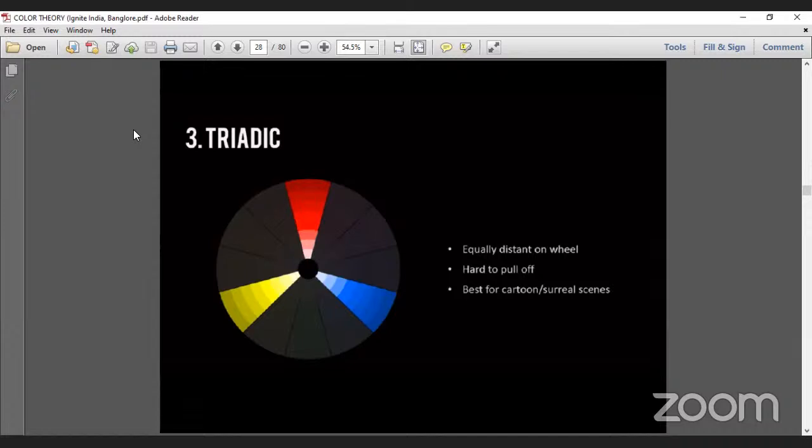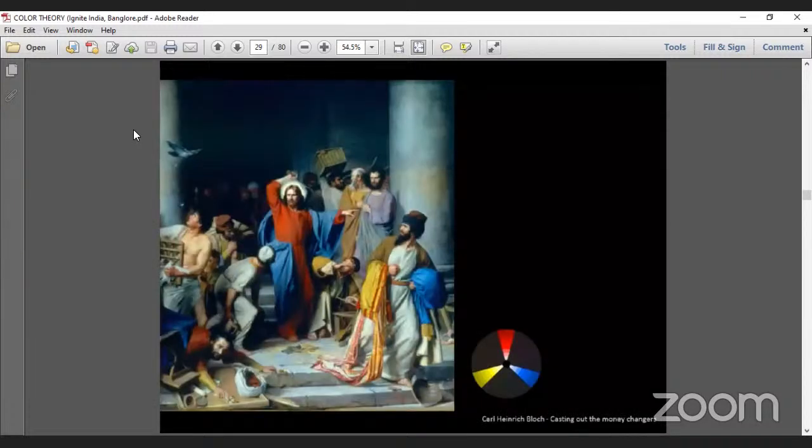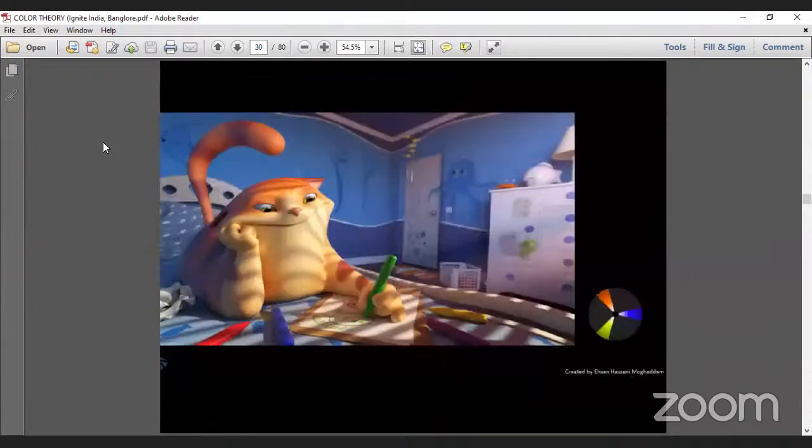Very easy to understand. Three colors, we will choose one. We chose red. We left the next three. Chose the fourth one. We left the next three. Chose the seventh one. So this is how it's done in a triadic color scheme. Hard to pull off, best for cartoon and certain scenes. Have a look at these compositions and you will understand how this color scheme has been used over here to identify these things.